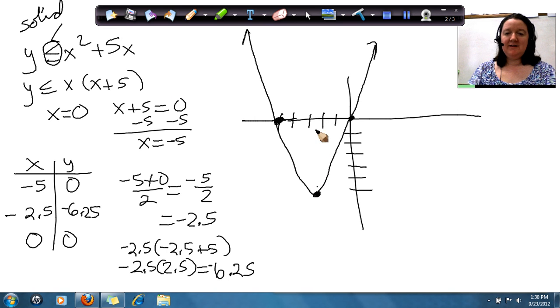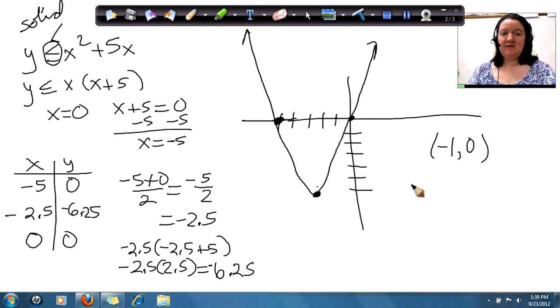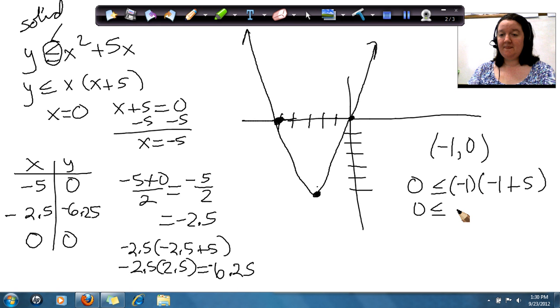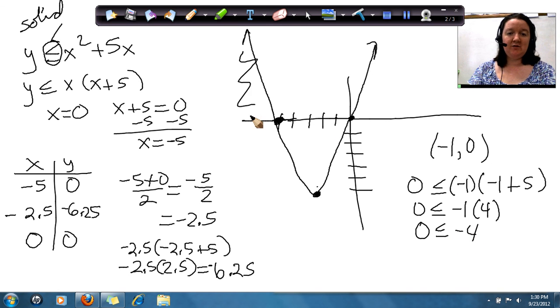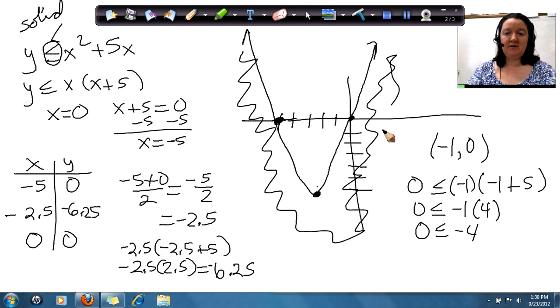If we look at those solid lines now, let's pick a point that's inside of here. If I picked (-1, 0), let's see if that works in the original equation. My y value is 0, so 0 less than negative 1 times negative 1 plus 5. We have negative 1 times 4, so 0 less than negative 4. Is that a true statement? It isn't, so we know that it's not shaded inside. So we're going to shade the outside of this particular equation.